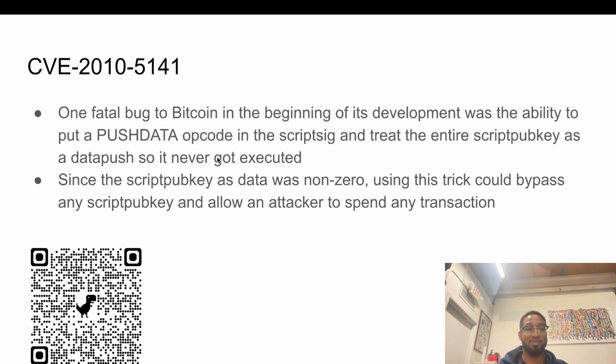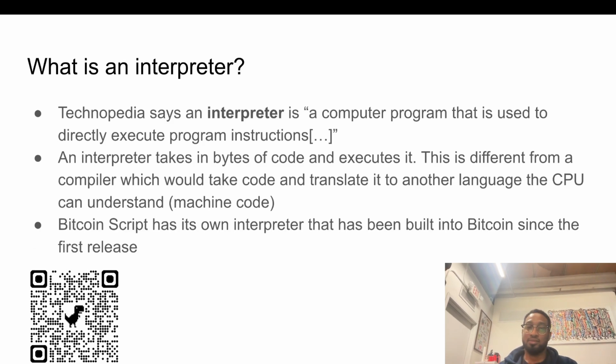Kind of cool, right? I mean, not cool that it existed, but cool that it was found and solutions were made for it, I guess. So since the script pub key as data was non-zero, using this trick could bypass any script pub key and allow an attacker to spend any transaction. Okay, very bad bug. Something like that today would kill Bitcoin, or some form of it. Bitcoin would always exist in some way, shape, or form, but it would cause financial havoc for sure.